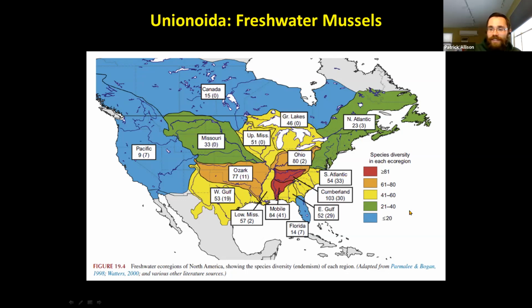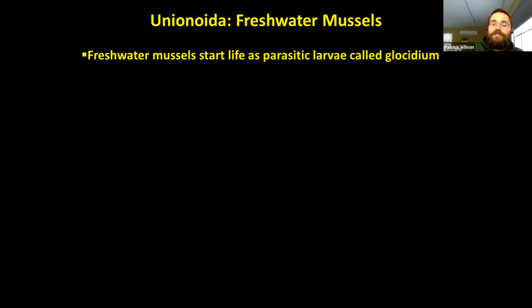I mean, sure, that's a long period of time to give it the opportunity to do that, but that's really pushing it for what is basically a living rock. So how can the freshwater mussel get past this obstacle? And the key thing for this is that it's all part of their life cycle. So freshwater mussels start life as parasitic larvae called Glochidium or Glochidia.